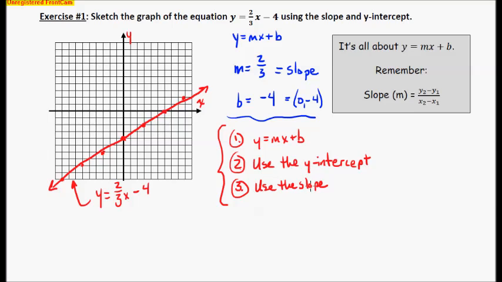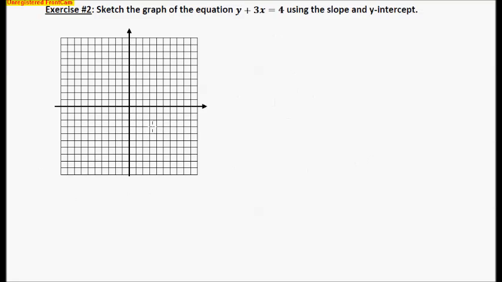Use the y-intercept. Use the slope. Bam. Connect the dots. Okay, so that's really it. Let me switch over to number 2 here. Let me turn this one off and this one on. And it looks like they asked us to do the same thing.